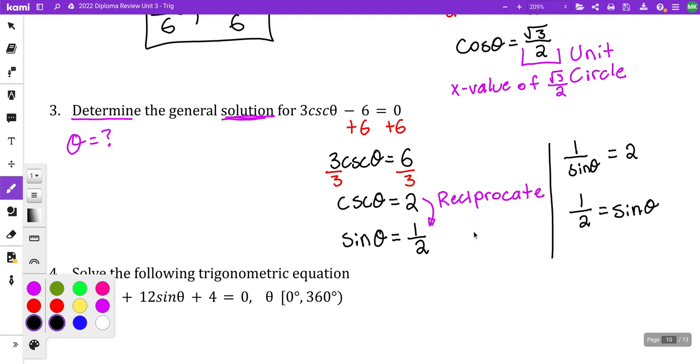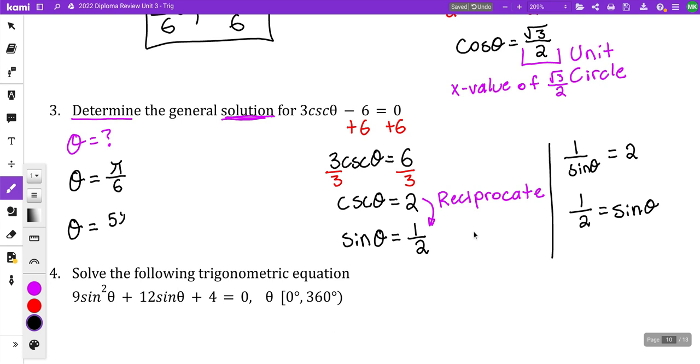Perfect. I am looking for where my y value would equal 1/2. I go to my unit circle. I'm looking for y values of 1/2. I know it happens in 2 spots. The first spot that it happens is in quadrant 1. It's at pi over 6. The second spot that it happens is in quadrant 2. It is at 5 pi over 6. Right, so I looked at my unit circle. I looked for y values of 1/2.